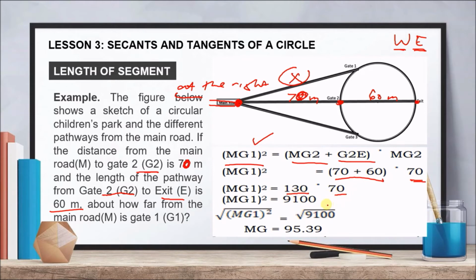Multiply the 130 and 70. You will have 9,100. And from that, we could square root both sides of our equation. You will arrive at 95.39. And the unit of this is meter. So therefore, if we are going to conclude our answer, the distance from the main road to the gate 1 is 95.39 meters. And analyzing the figure, that is also the same as the distance from the main road up to gate number 3 if you want to solve that also.